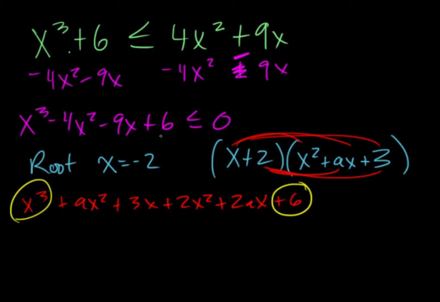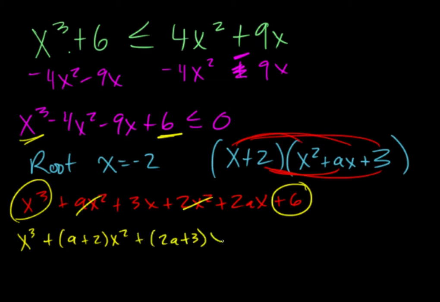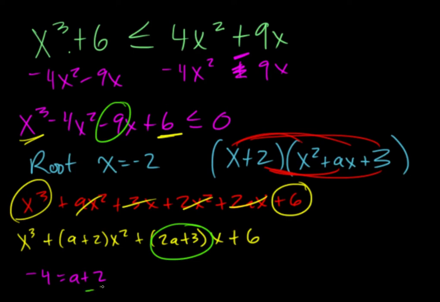Verifying that the first and last terms correspond to what we want. Then we have a plus 2 for our x squared term. We have 2a plus 3 for our x term, and then plus 6. We compare the coefficients, so we get -4 is equal to a plus 2, and since we're only solving for one, we don't need the other one, but we could do this equal to this. Subtract 2, and so a is equal to -6. So when we go right here, we can change this to a -6.